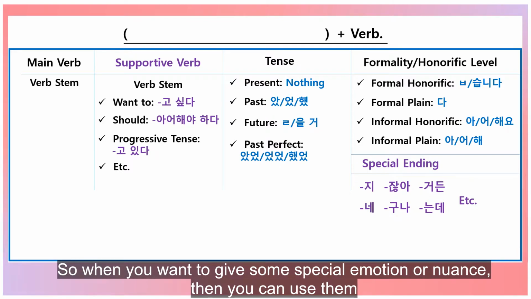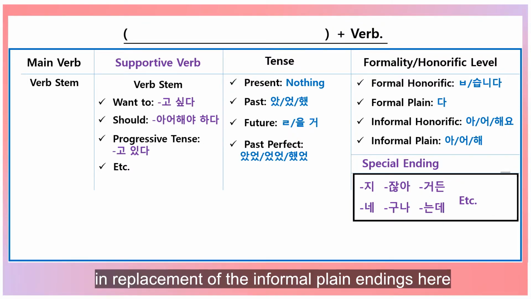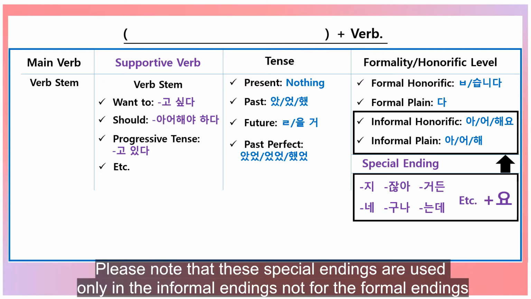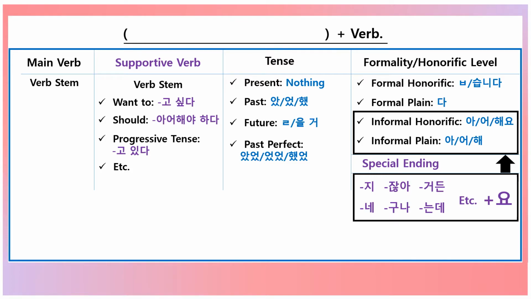So, when you want to give some special emotion or nuance, then you can use them in replacement of the informal plain endings here. And if you add 요 at the end, it can be the informal honorifics. Please note that these special endings are used only in the informal endings, not for the formal endings. So let me call them informal special endings.